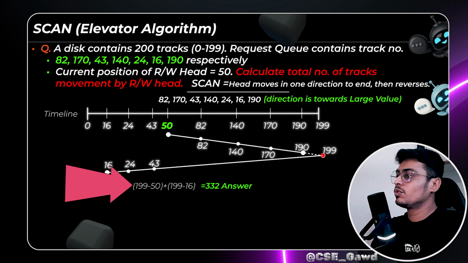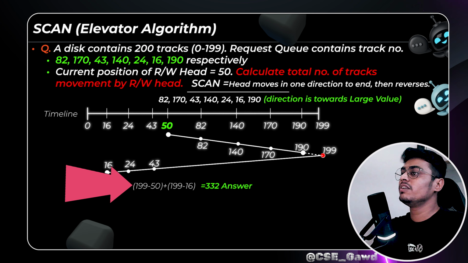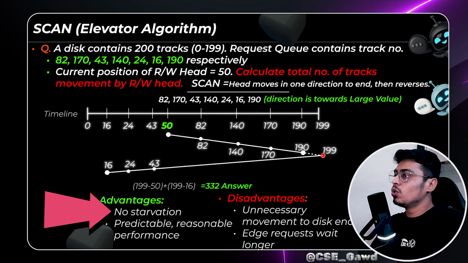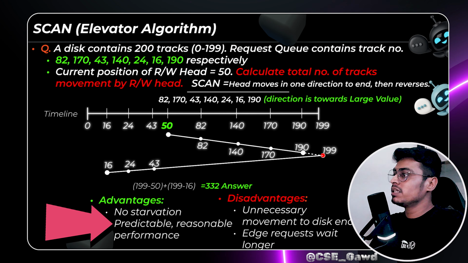Now the total movement is equal to what? 199 minus 50 plus 199 minus 16. This will be 149 plus 183. This will be 332. Now what are the advantages of the SCAN algorithm? No starvation, reasonable performance, predictable behavior. These are the advantages of the SCAN algorithm.